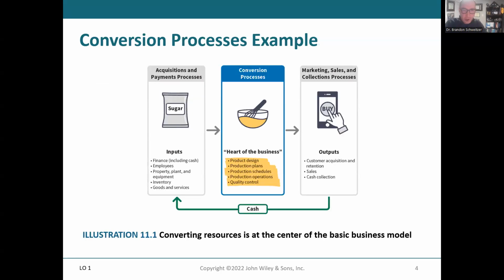So in our baking company example, in the last chapter, we discussed the acquisitions and payments processes where we acquired raw materials, property, plant, and equipment by using cash and other means of financing. In this conversation, this is the work in process where we are converting those raw materials into finished goods. And in work in process, we're looking at things like product design, production plans, production schedules, quality control, and of course, the production operations.